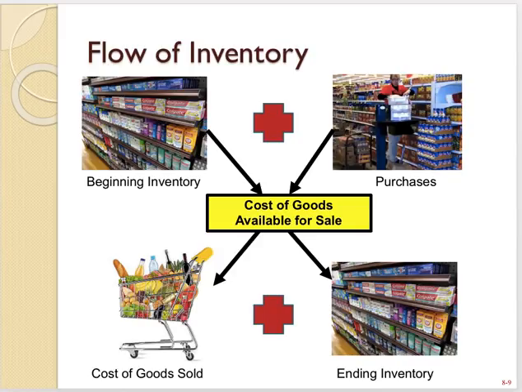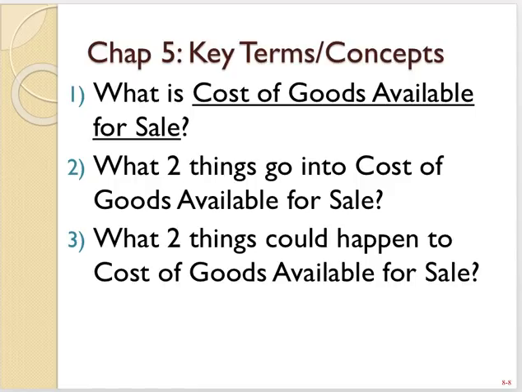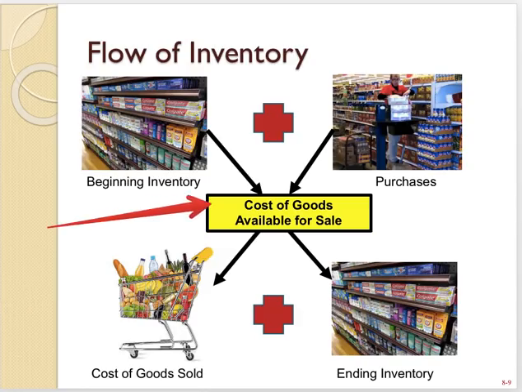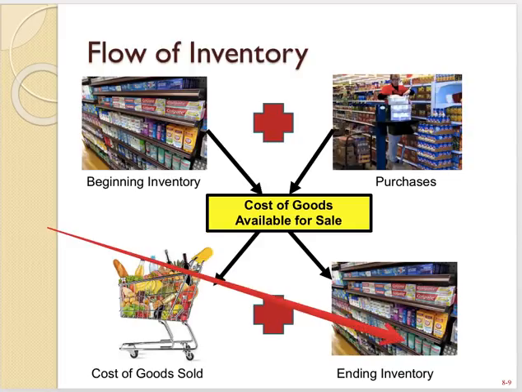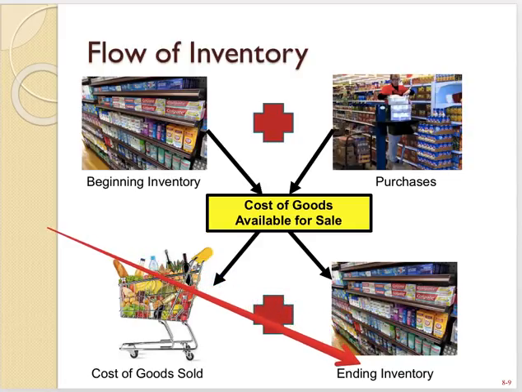All right, so the next thing we have to consider is what two things could happen to cost of goods available for sale. So if this right here is everything that we had available to sell during the period, one of two things could happen to it. Either we sold it, in which case it goes to cost of goods sold, or if we didn't sell it, it's still sitting on our store shelves, and we call that ending inventory. Whatever we didn't sell by the end of the period is our ending inventory. It then becomes the beginning inventory for the next accounting period.